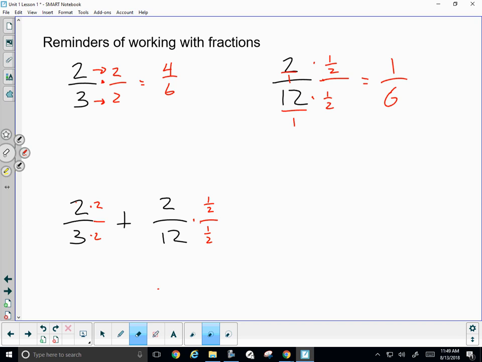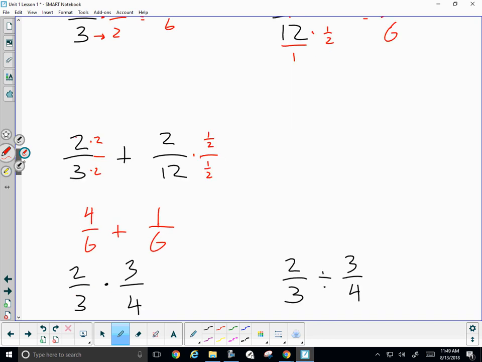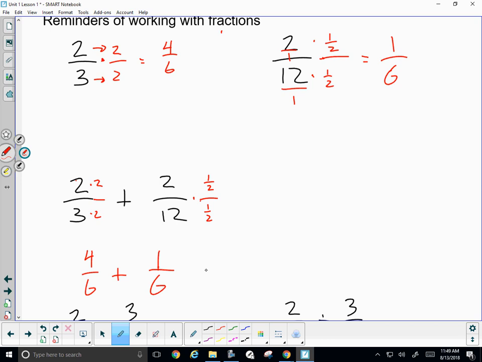Hold on, having some technical difficulties. There we go. We have 4/6 plus 1/6. We now have like terms. 4/6 plus 1/6 gives us 5/6. I'm going to use an equal sign here, however. We'll talk more about equal signs and their meaning moving forward.